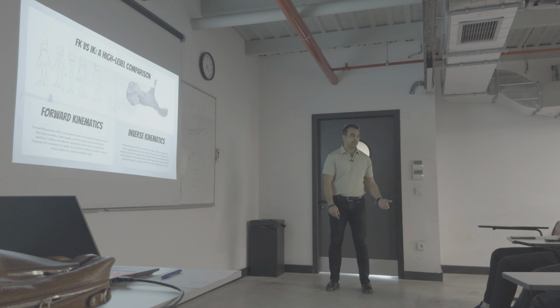What was the forward kinematics and the inverse kinematics? Inverse kinematics mainly depends on the target position. Forward kinematics mainly computes the input, which consists of joint angles, and the output is the resulting joint positions. Okay?